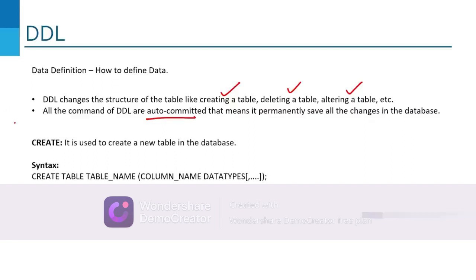The first one is create. It creates a new table in the database. This particular command, no need to revise again because we already know how to do this. We are using create table, table name, and then the column names, data types, whatever you want to put. This is the syntax of create table. We already know about this.